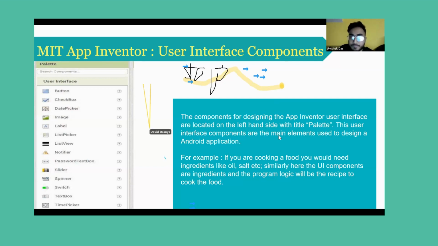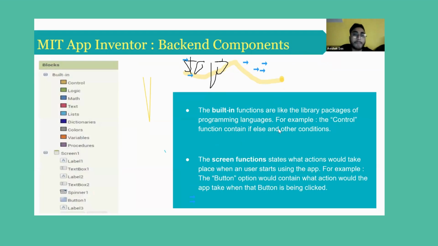Now moving next, we have the backend part of it. In the backend of MIT App Inventor, we have block and code types of development. In that, we have two more things: one part is called built-in, and another part is called the Screen1 components. In the built-in part, we have the built-in libraries, like the controls. The controls may have if statements, for loops, logical statements, procedures, and how you would create a variable. All of these things are there.